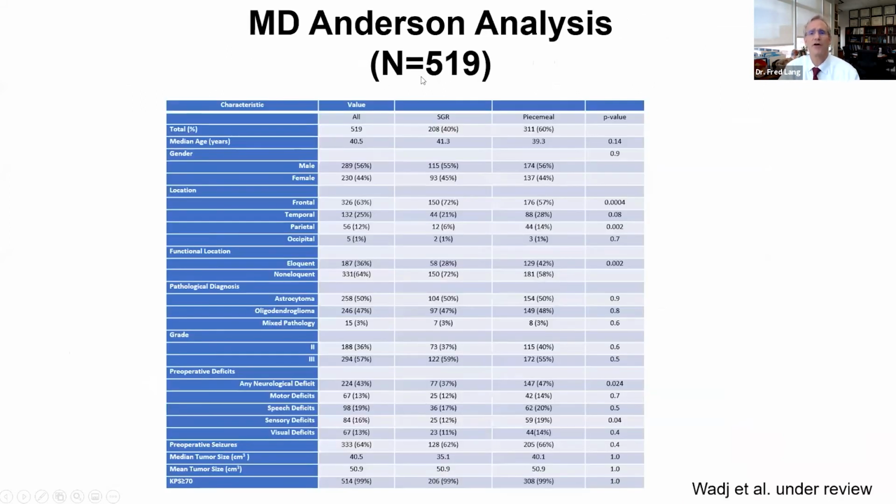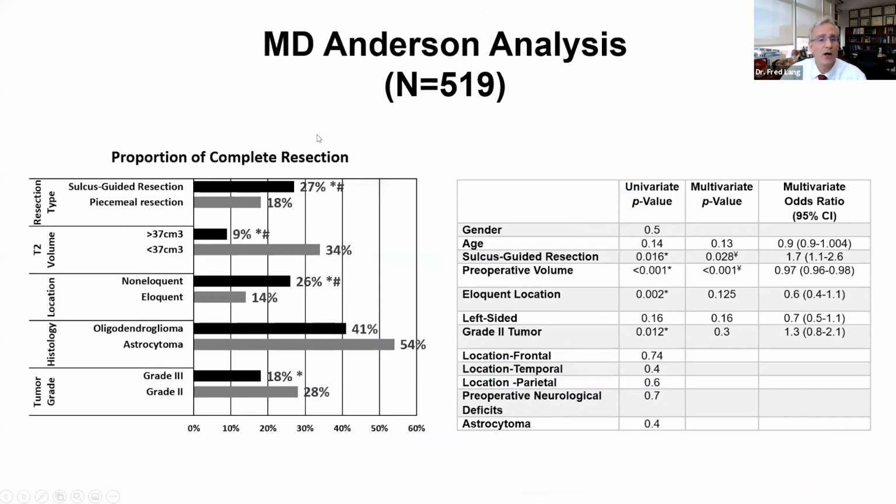We actually looked at 519 cases in our group, and sulcus-guided resection was performed in 208 and piecemeal in 311 cases. Statistical analysis showed that the sulcus-guided resection resulted in a statistically significant improvement in complete resections compared to the piecemeal, and this remained an independent variable in a multivariate analysis, independently associated with improved complete resection of the tumor.